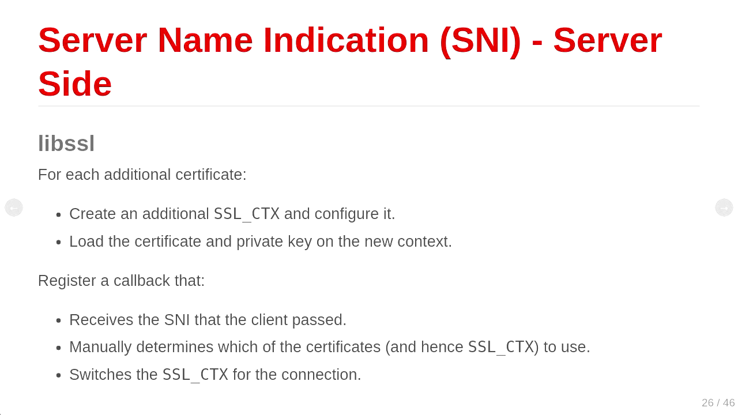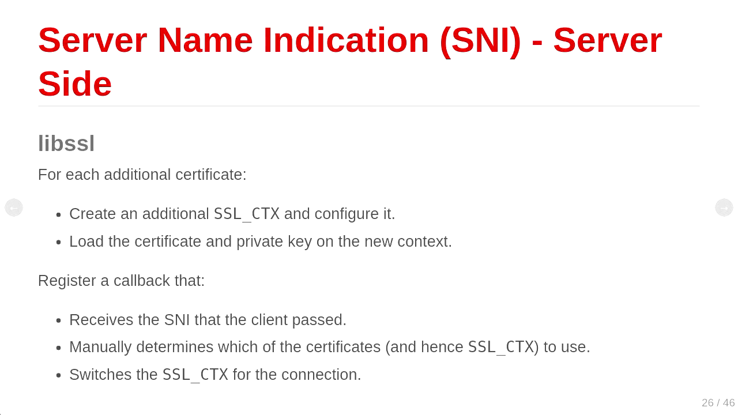Basically, as a high-level description, for each additional certificate that you want to use, you have to create an additional SSL context, configure it, and load the certificate and the private key onto the new context. You then have to register a callback, which receives the SNI, the value that the client passed. That's easy enough. But then you've got to manually determine which of those certificates, and hence which of those SSL contexts, you actually need to use.